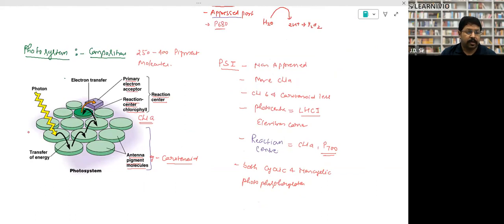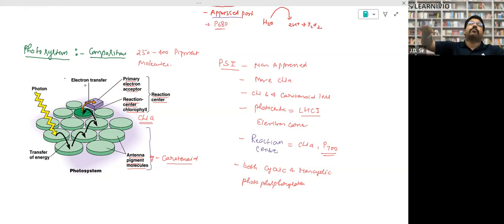a photosystem is made up of 250 to 400 pigment molecules, that is, chlorophyll and chlorophyll-like molecules. So what is the composition of a photosystem? It is made up of 250 to 400 pigment molecules. The center of the photosystem is made up of two things, and it is called the reaction center.